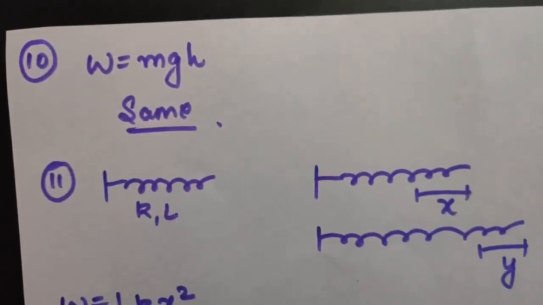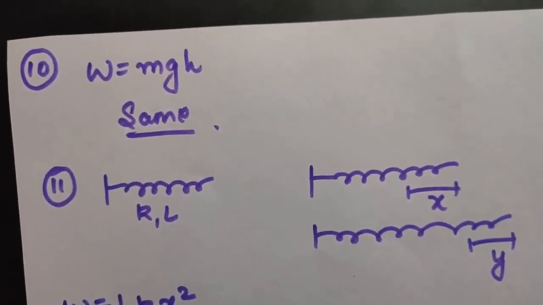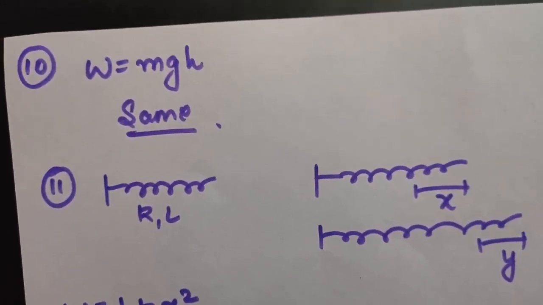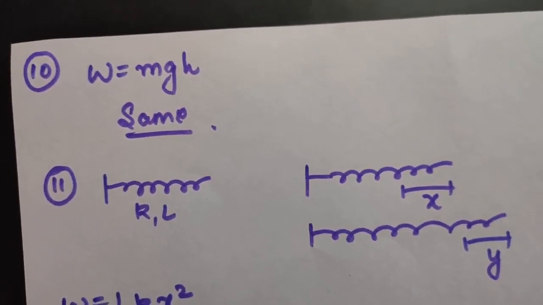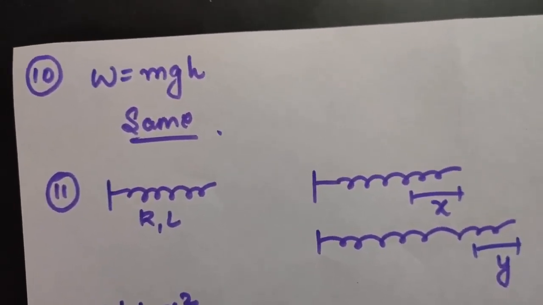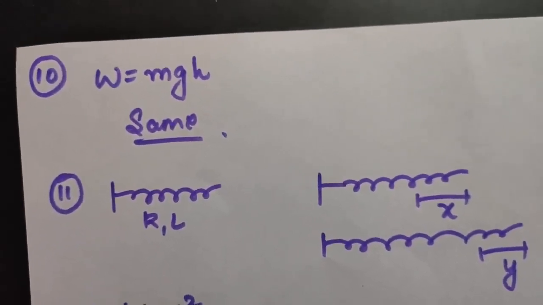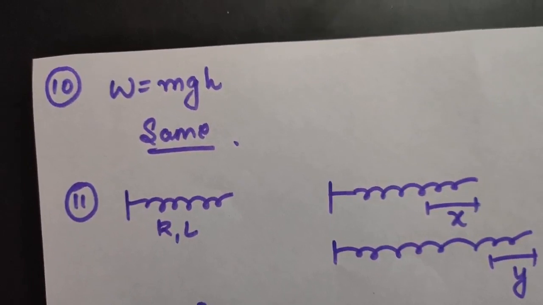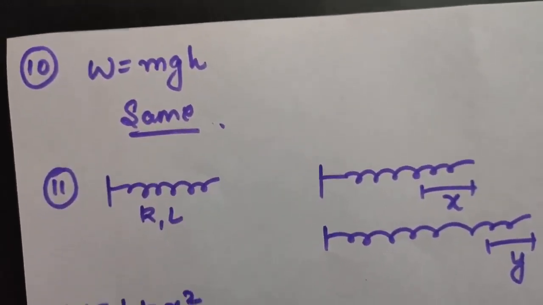Okay, so question number 10 says, a man takes 1 minute to raise a box by 1 meter and another man takes half a minute to do so. What will be the energy of the two? See, because they are lifting the mass through the same height, the work done will be mgh, and this work done will be equal to their energy. That means the energy does not depend on time, so we can say the energy of both the men is the same.